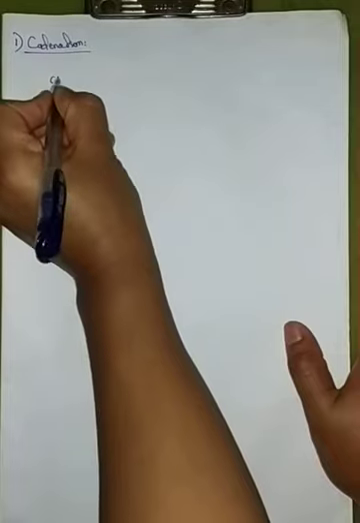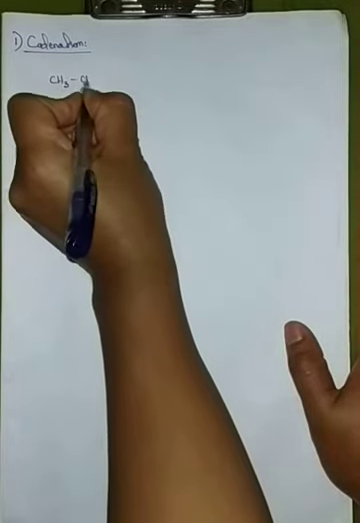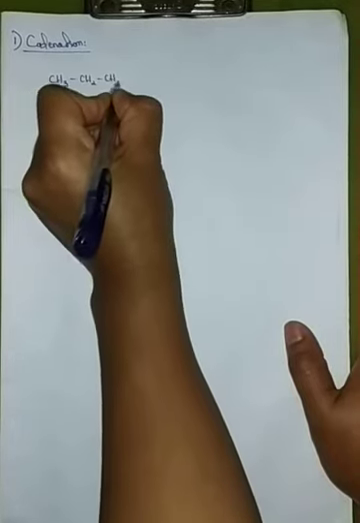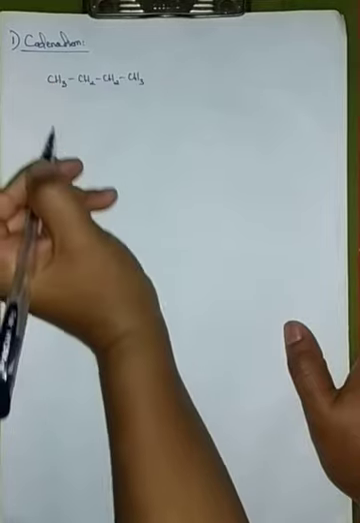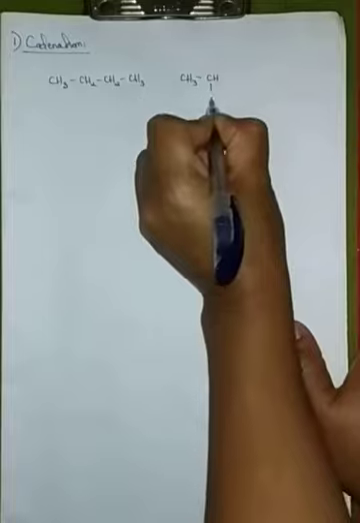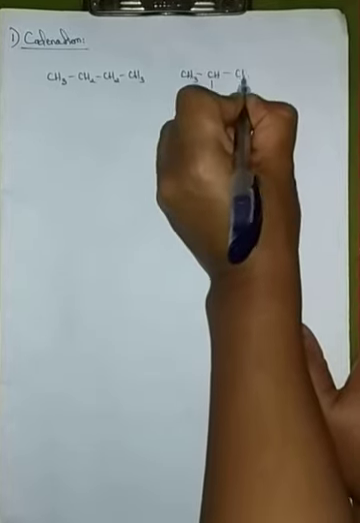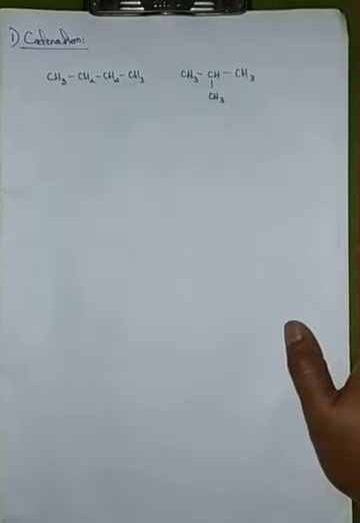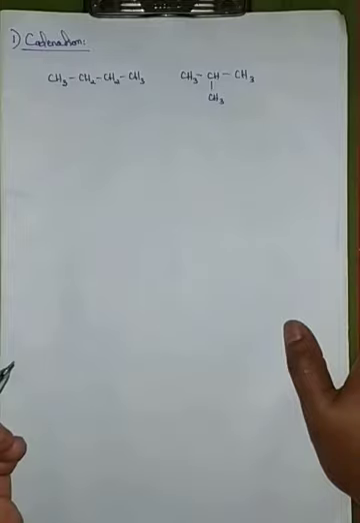Now compounds of carbon can be long chain, branched, or even arranged in rings. They can have single, double, or triple bonds. For example, we have CH3, CH2, CH2, CH3 in this way, or it can be branched, CH3, CH, CH3, CH3 in this way, or it can be in the form of a ring also.